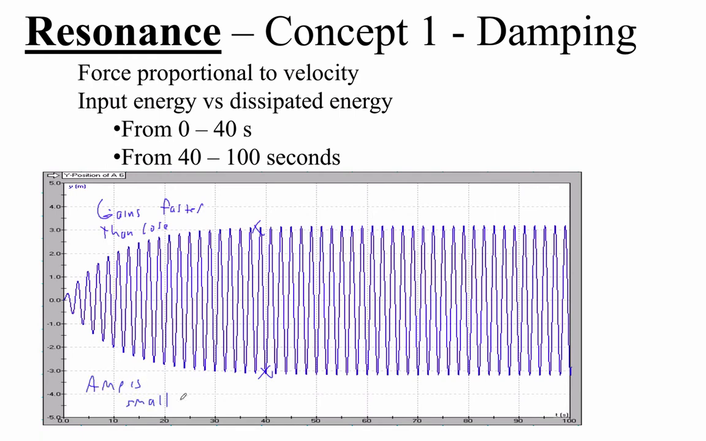When the amplitude is small, the velocity is small, and the damping force is proportional to the velocity, right? So at low velocities and low amplitudes, it doesn't lose energy very fast. But at some amplitude, the average velocity is such that it loses energy at the same rate at which it gains energy. So for this part here, this is equilibrium, right?